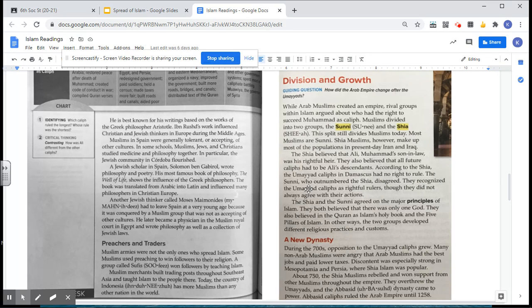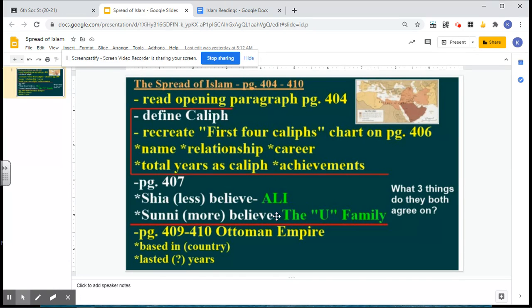They recognize the Umayyad caliphs as rightful rulers, though they did not always agree with their actions. Okay, so what that means more or less is they believe that in order to be the leader, you just have to be in some way, shape, or form related to that Umayyad family. I mentioned the Umayyads before. They're a very powerful family in Islam. They were, again, very wealthy because of the trade of the day.